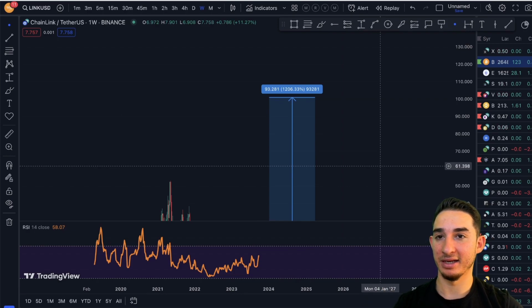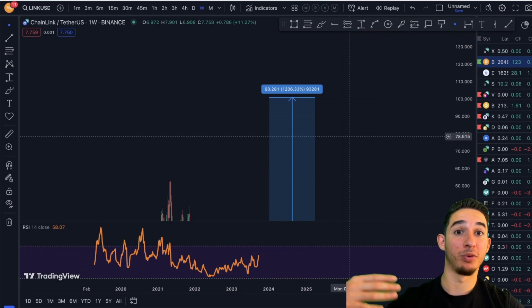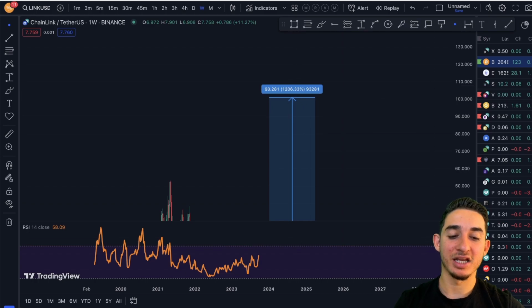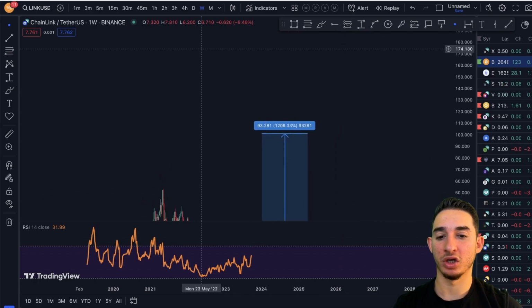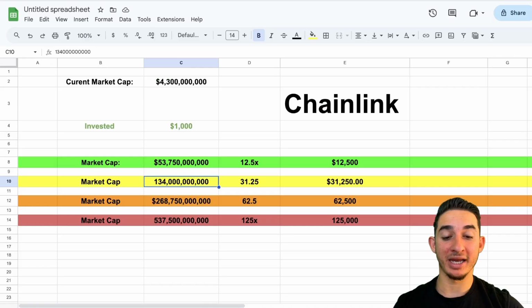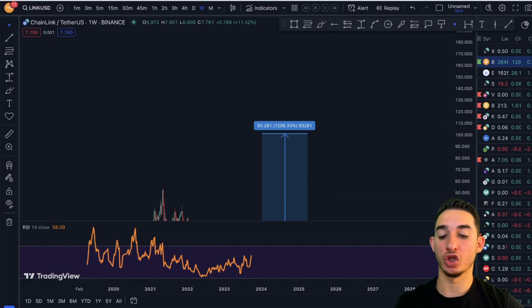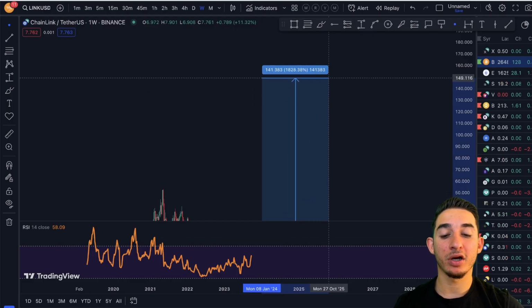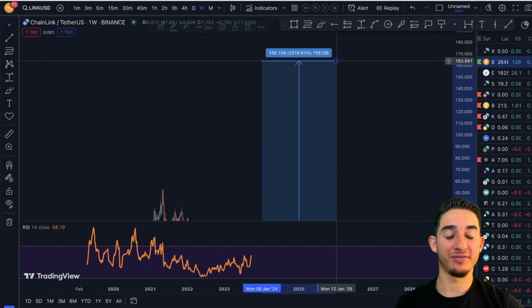I'm not saying it's going to happen for sure, but with the inflation and how everything's going on, I think we could see Chainlink at $100 in the next bull market, or at least by the end of 2024, which is pretty darn good. Now, if we have a look right here, we could see that the next one would be 31x. And if we go a little bit up, 20x is obviously still possible.